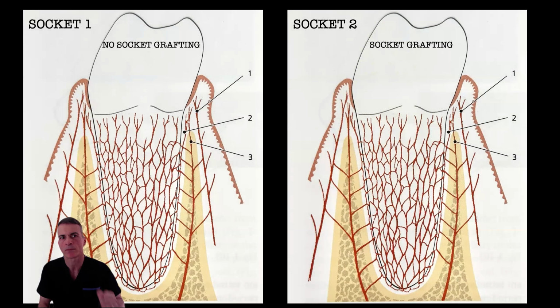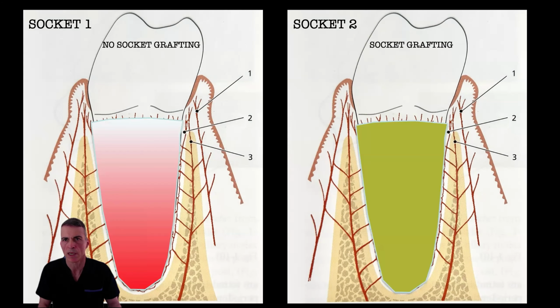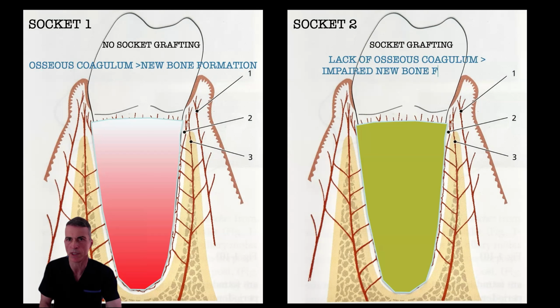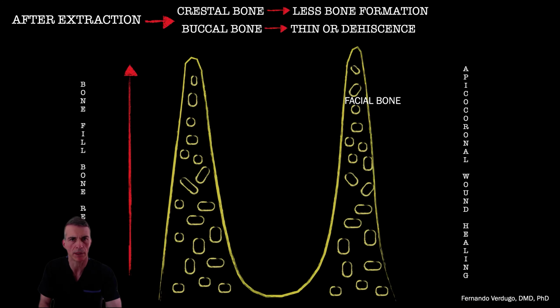Imagine a socket that does not have any grafting. We are going to see, again, the osseous coagulum formation and new bone. A socket that receives any type of grafting, we're going to see, and histological human data has shown that there is less new bone formation. And basically, this is something to consider. We need to be aware of this situation, especially if we are in favor of grafting the socket with biomaterials.